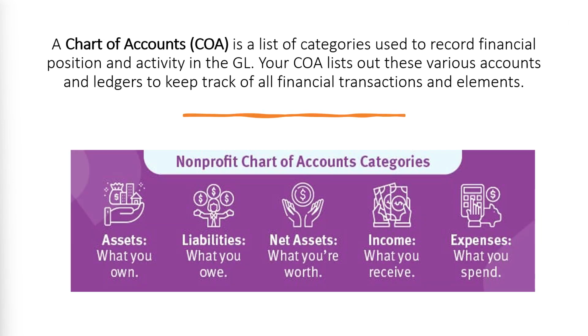A chart of accounts, or COA, is a structured list of categories used to record financial activities within the general ledger. Your COA categorizes transactions so you can keep track of all financial elements like revenues, expenses, and assets, ensuring everything is properly accounted for.